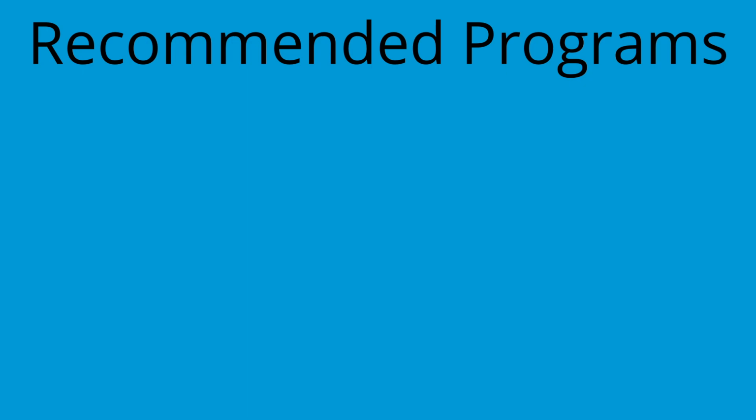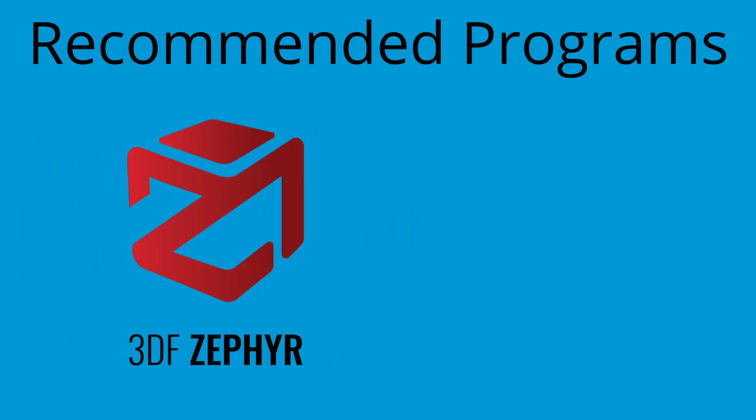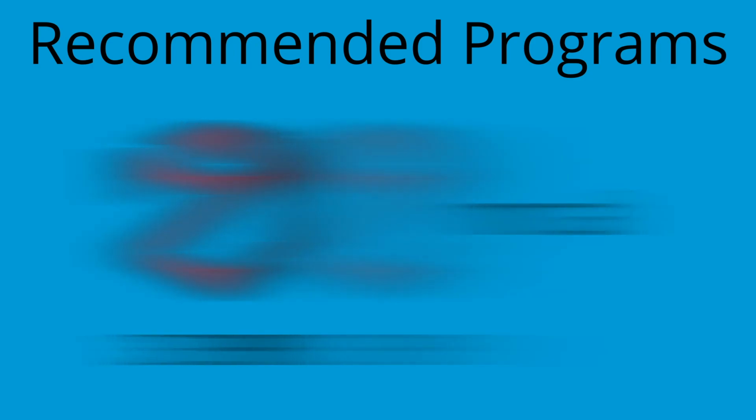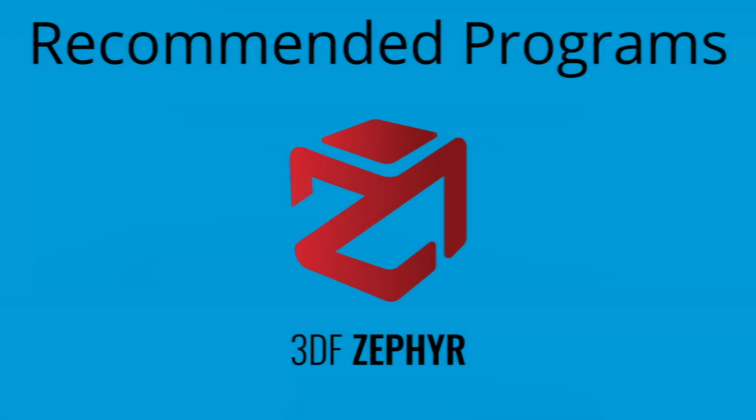There are two programs that FIRST recommends to find intrinsics. The first program, 3DF Zephyr, is a free photogrammetry software. One of its capabilities is to find the intrinsics of a camera, which is fairly simple to use. The second program, Mercal, is far more extensive and dedicated to finding lens intrinsics, but can be complex to get running. For this tutorial, we will be using 3DF Zephyr.